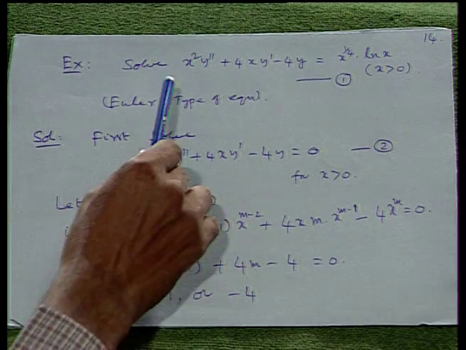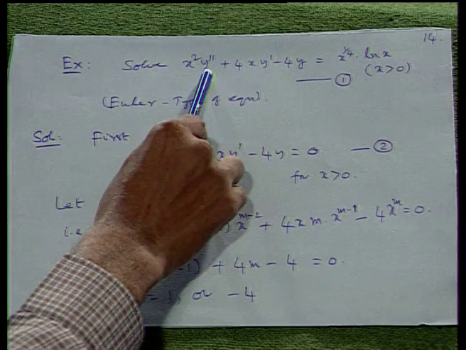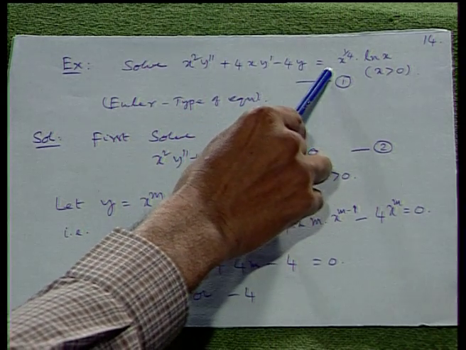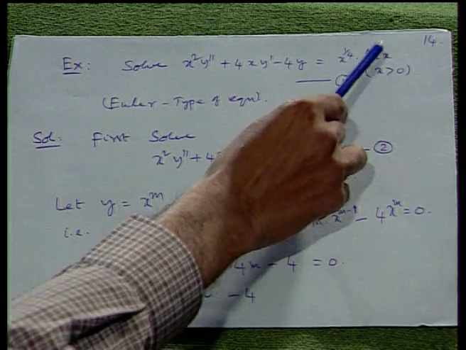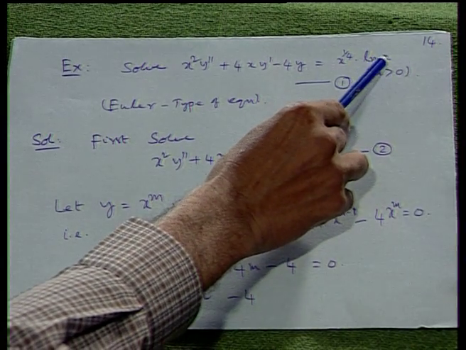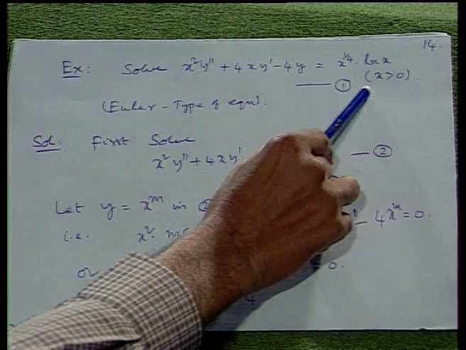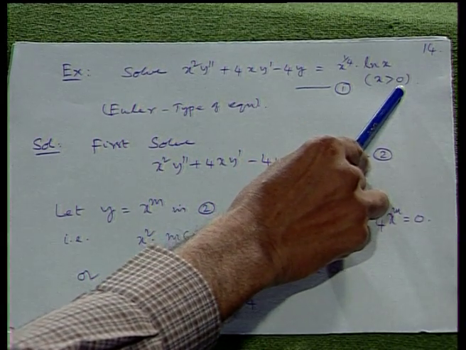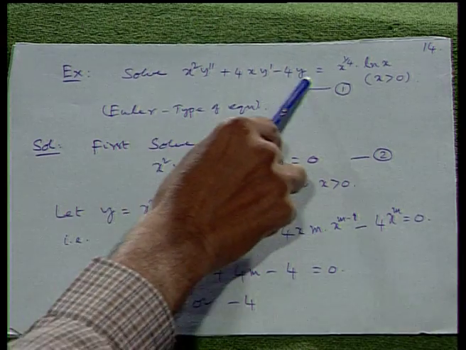Now, the example is: solve x² y'' + 4x y' − 4y = x^(1/4) ln x. Ln x is the natural logarithm of x, in the interval x greater than 0. This is an Euler type of equation.